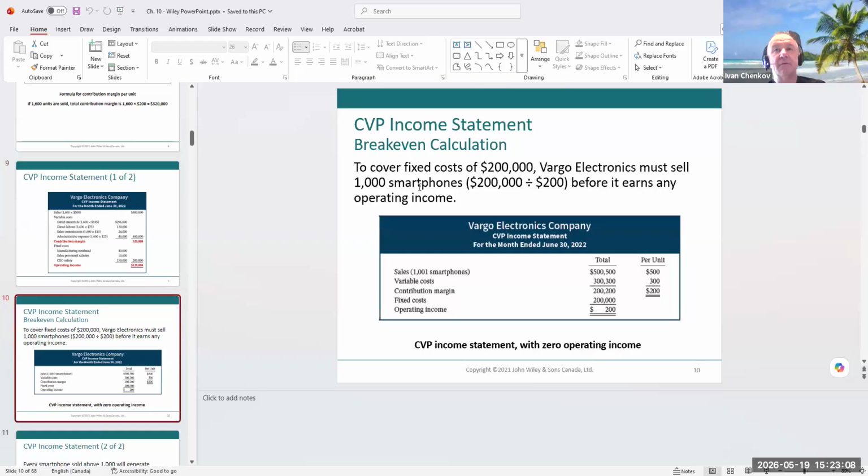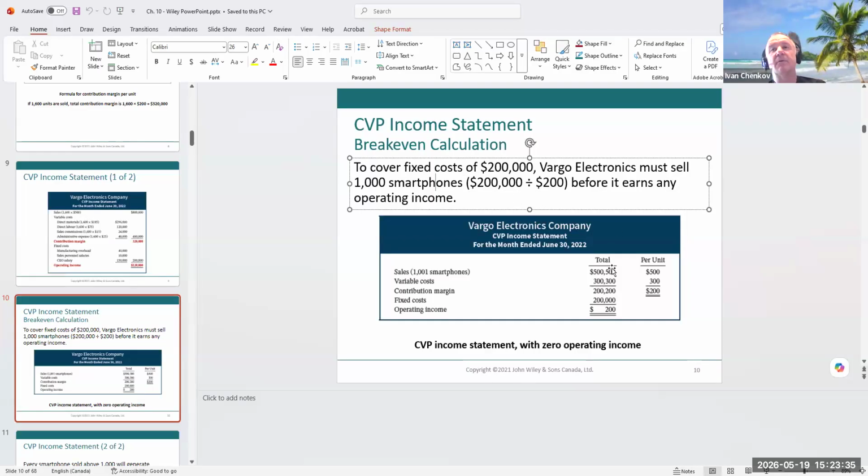And that's what we're doing. If we get the fixed cost, and if I divide it by the contribution margin that one unit gives me, I'm going to come up with the number of 1,000 smartphones which I need to sell in order to cover my fixed cost.